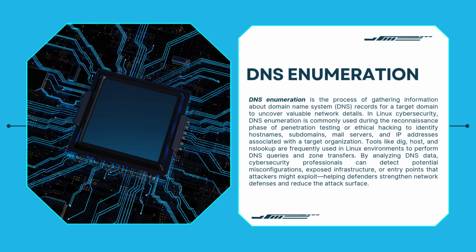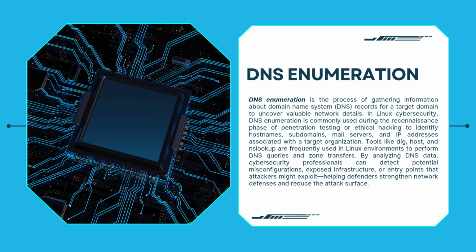Let's talk about DNS enumeration, which is a super important part of the reconnaissance phase in cybersecurity. DNS, short for Domain Name System, is basically the Internet's address book. It translates human-friendly domain names like example.com into IP addresses that computers use to communicate. DNS enumeration is the process of digging into that system to extract valuable network information.